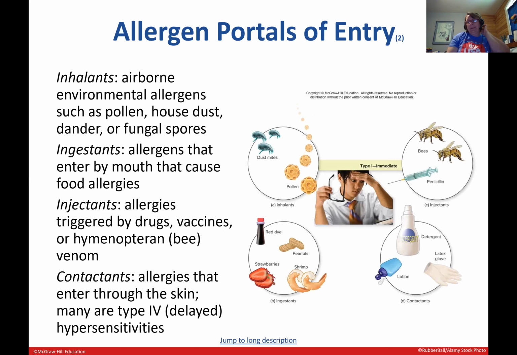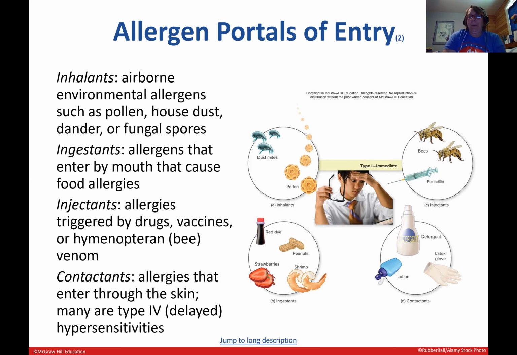Okay, so here are some examples. You can have inhalants that come in through the respiratory tract, things like pollen, dust, dander, fungal spores. You can have ingestants, things that you eat. So typically things that enter through the mouth, peanuts being a very strong example of that. Peanut allergies can be extremely hyperresponsive and can cause an anaphylactic response.